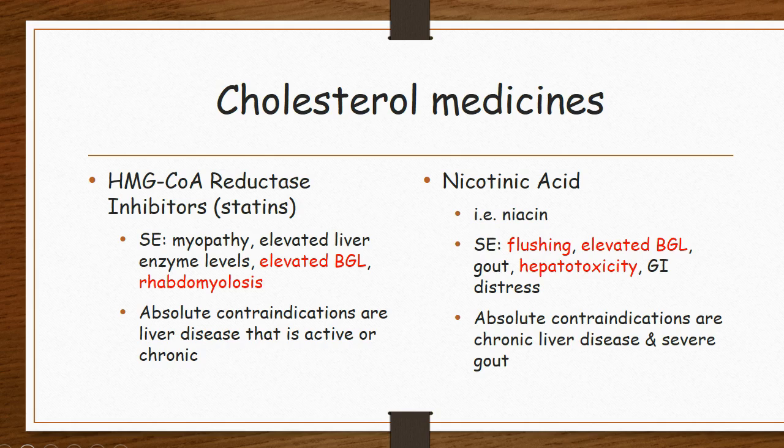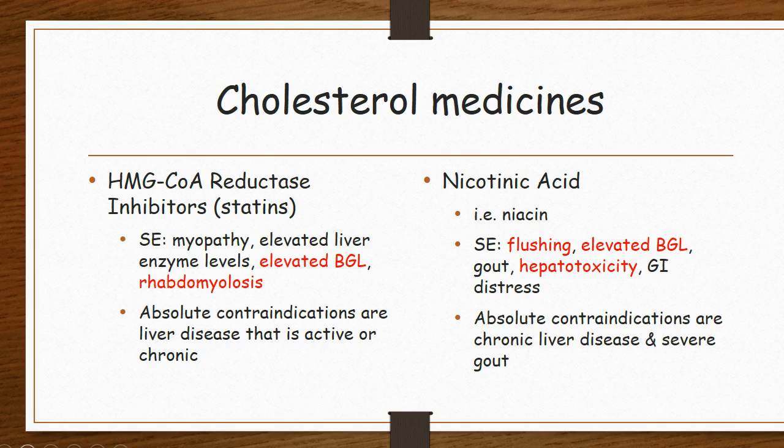So the first ones are the HMG-CoA reductase inhibitors, also known as your statins. The big side effect of a statin is rhabdomyolysis, basically the body eating itself. So you're going to have some muscle aches, elevated liver enzymes, and dark-colored urine. They also can cause elevated blood glucose.